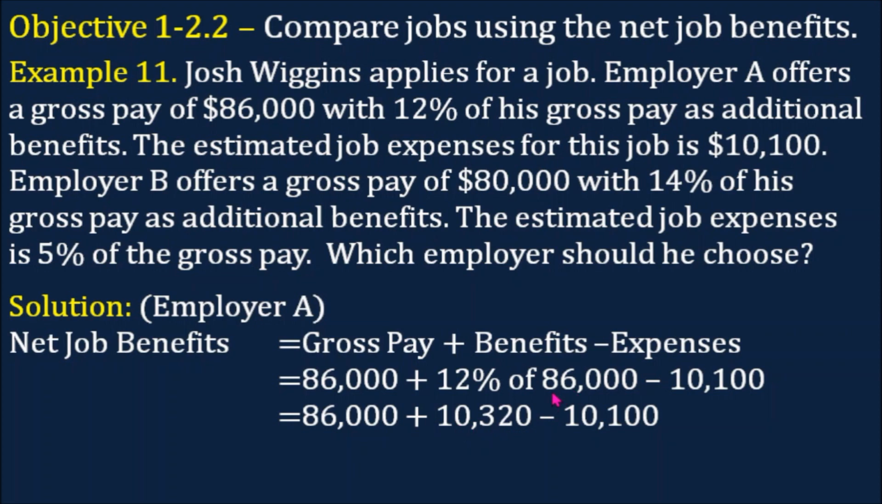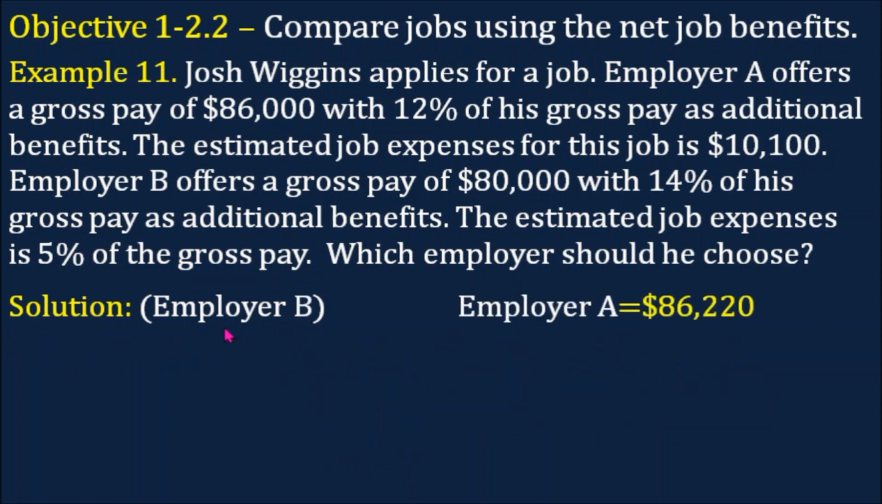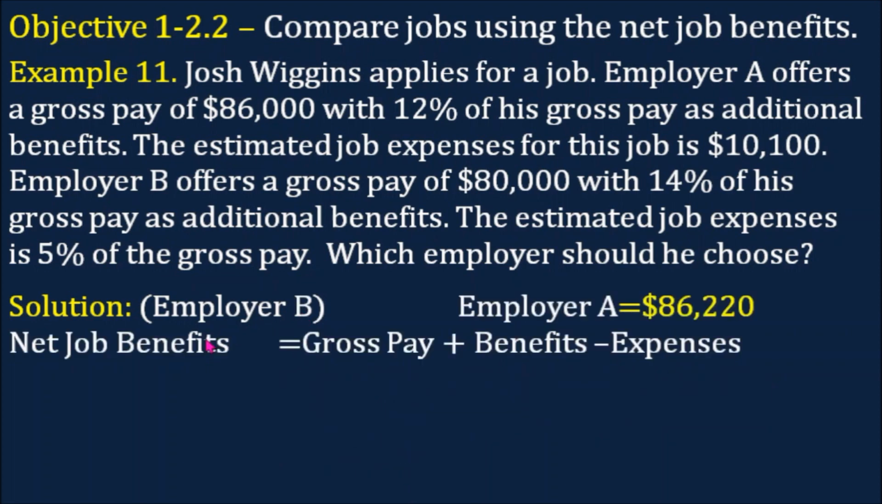How did we get that? We just multiply 86,000 times 0.12. Now, 86,000 plus 10,320 minus 10,100 equals 86,220. So this is the net job benefits he can get from employer A. Now let's look at employer B. We will use the same formula. Net job benefits equals gross pay plus benefits minus expenses.